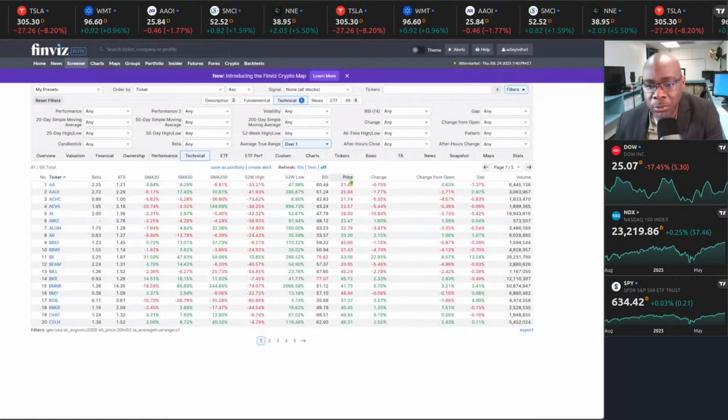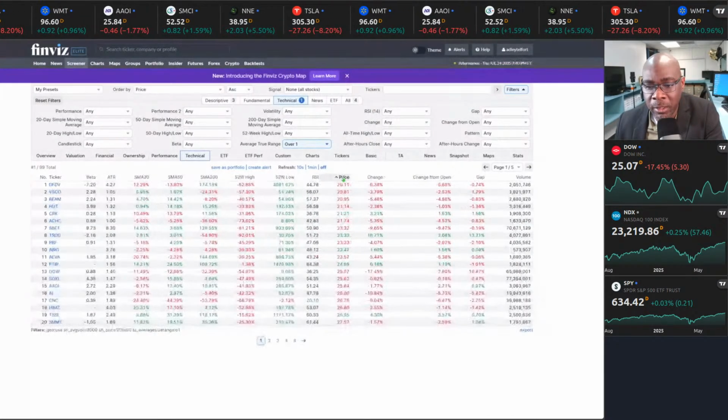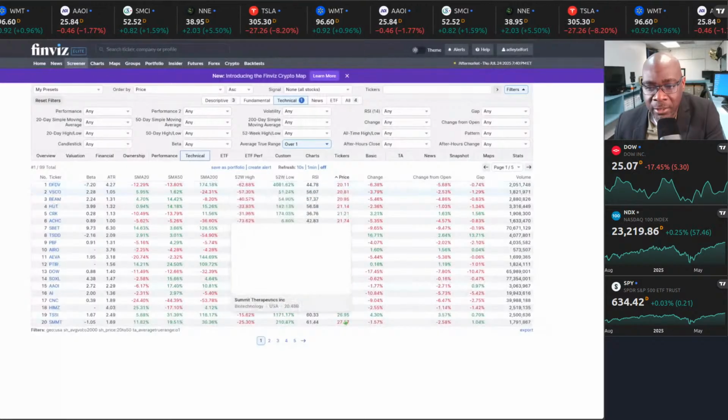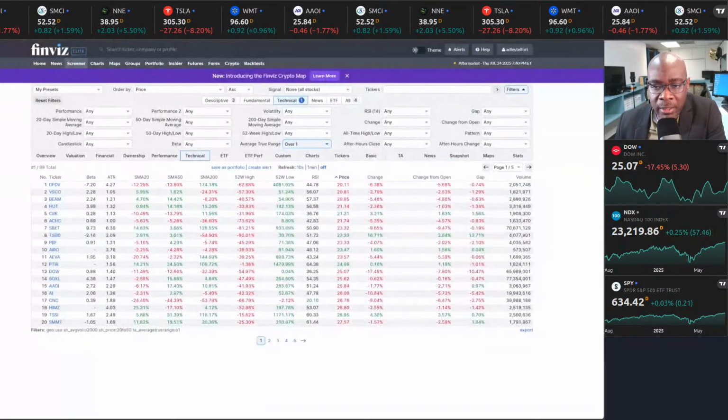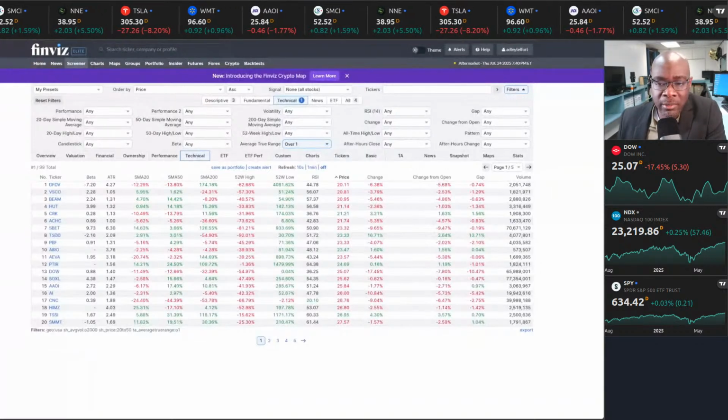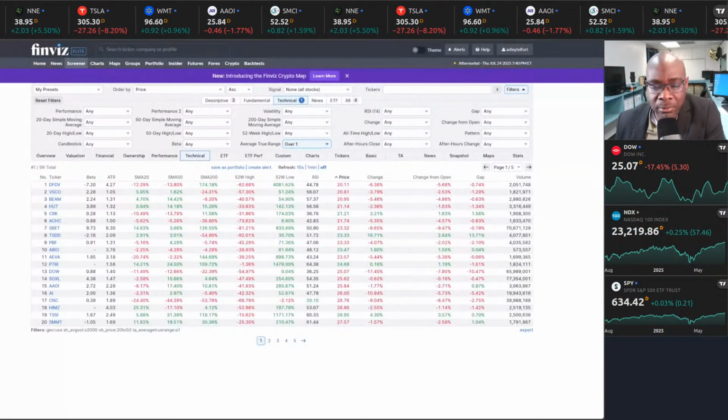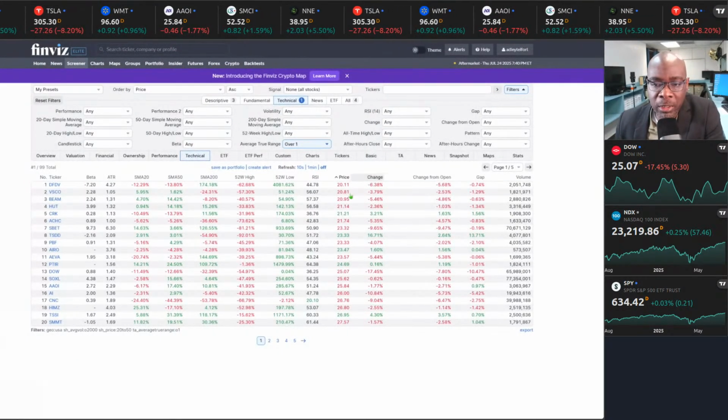We can filter it by price to say, well, I want to get it from the lowest to the highest price point. So this, as you can see, the lowest price point we have is $20.11. We did say we're looking for stocks between $20 and $50. This is the lowest price point.